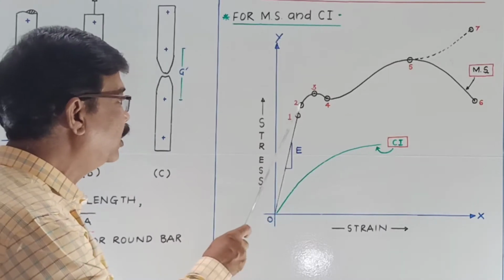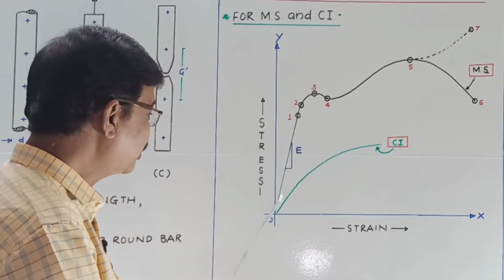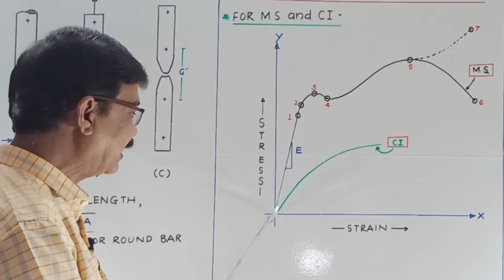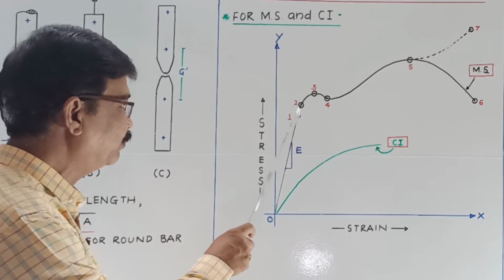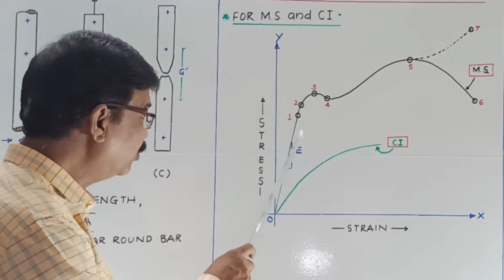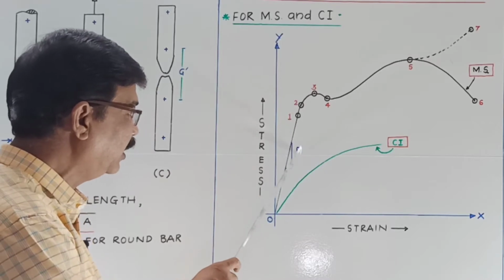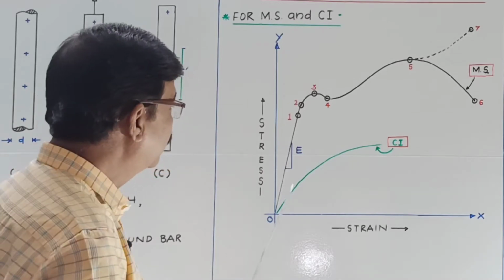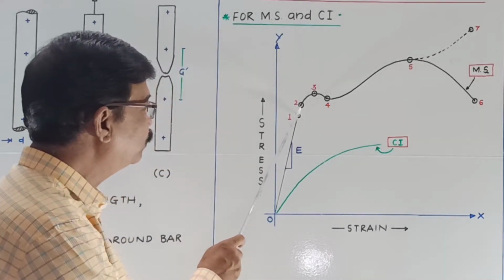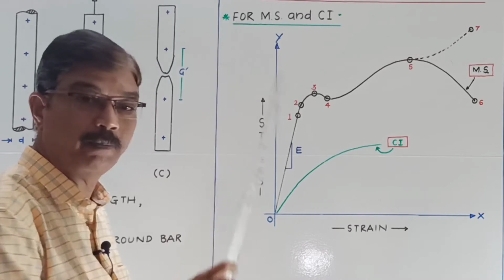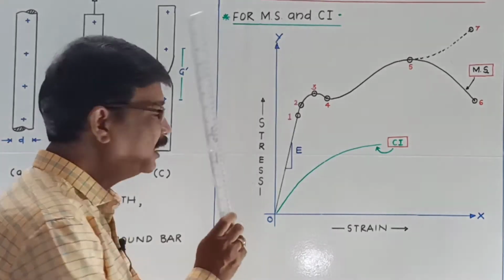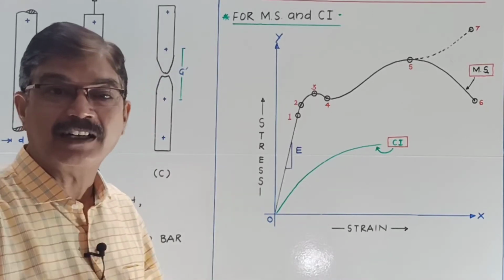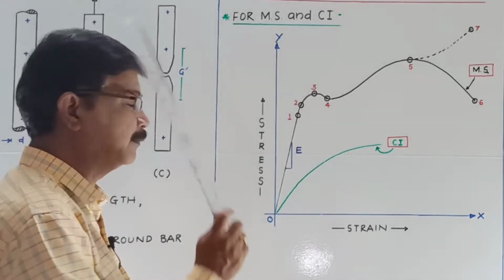From origin to point number 1, that is proportional limit, you will see that stress is directly proportional to strain and there is a straight line relationship. So this is a straight line. If you find out the slope of this straight line portion, you will get the modulus of elasticity of the material of the bar. The stress corresponding to this particular point is known as limit of proportionality. What is proportional limit? It is the point up to which the stress is directly proportional to the strain.